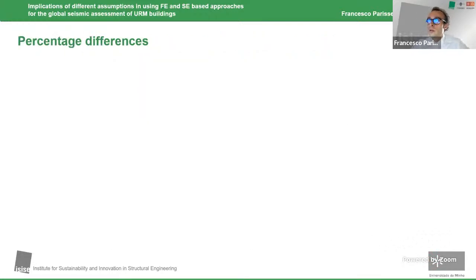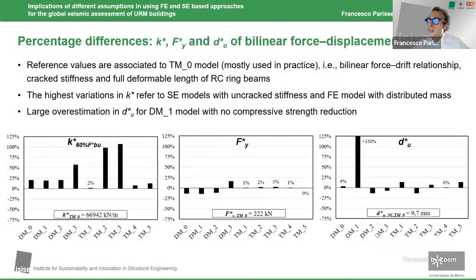And here I will present all the percentage differences of the synthetic parameters of the single degree of freedom system. In particular, the reference value in this case is the TM0 model, which we consider the most used in practice, with a bilinear force drift relationship, cracked stiffness, and full deformable length of the RC beams. So we can see that the highest differences in the secant stiffness are related to DM3, which has the distributed mass, and TM2 and TM3, of course, because of the uncracked stiffness assumption.